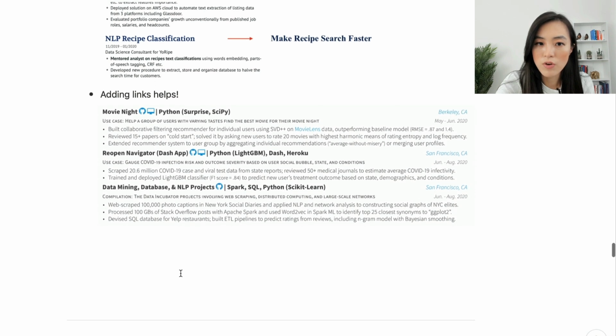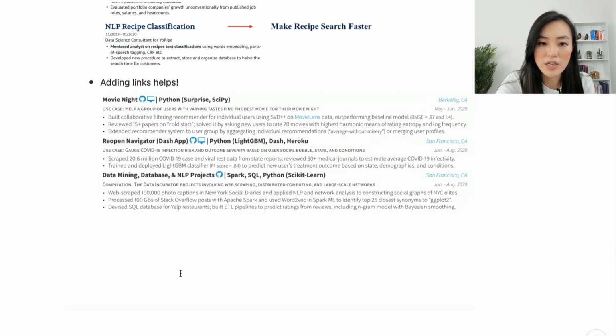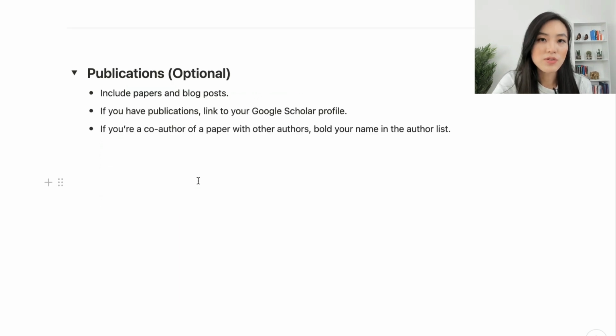Another thing that can be really helpful is to add links to your projects. These are some good examples. You see there are links to a specific project. When you click on the link, the reader will be redirected to a web page. So you can put the analysis you have done, the visualization you have done for those projects to demonstrate your skills. This is a very nice way to demonstrate that you have put so much time and effort into building your project portfolio. The last optional section is publications. You can include papers and blog posts in this section.